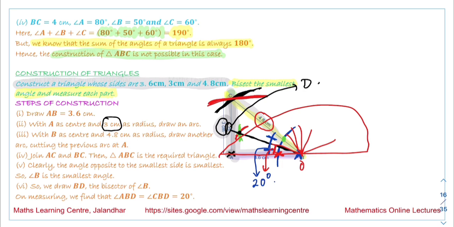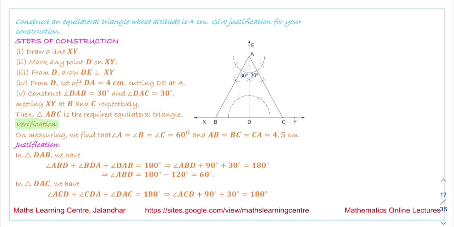And in this question, we have to construct an equilateral triangle whose altitude is 4 centimeter. So first thing, it is an equilateral triangle. Equilateral triangle means all sides are equal. Second thing we know about an equilateral triangle is that all angles are of 60 degree measure.